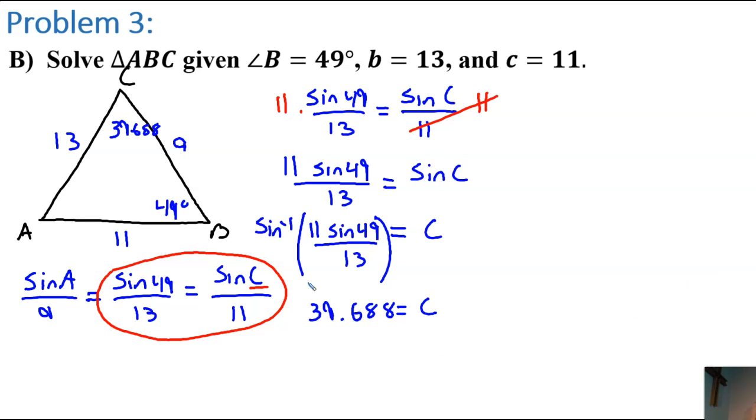Okay, once I have that, I know both my angles. Now I can solve for angle A by subtracting from 180. And you'll notice here that stuff's going to happen in different orders every time. It's part of the problem solving. Okay, so I go 180 minus the 49 minus the 39.688. We end up with 91.312.